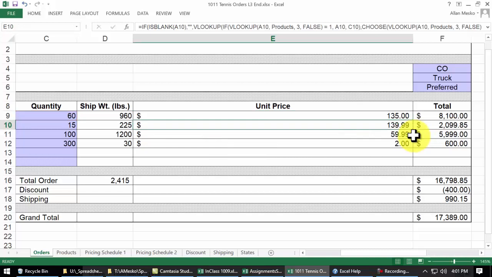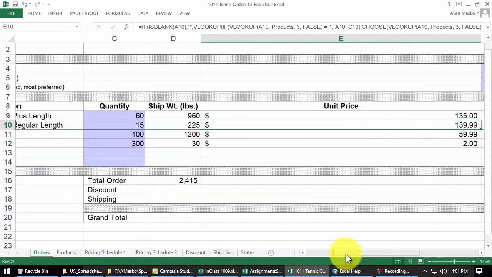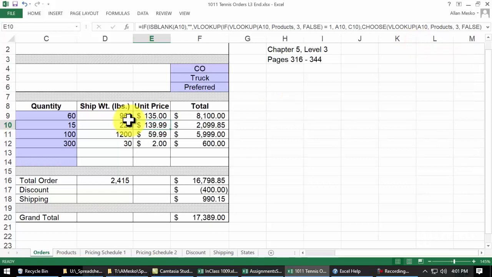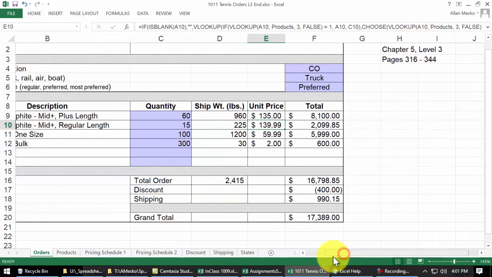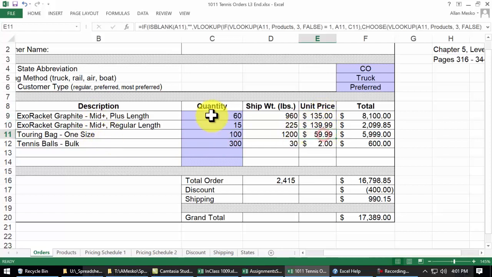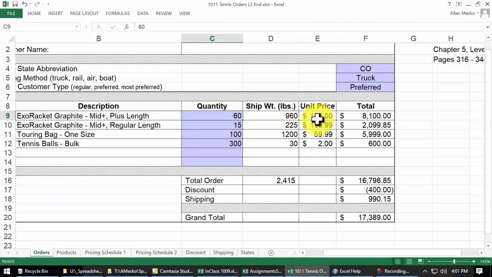All right? So tennis balls should be the only one that are based on quantity. Let's look and verify that. All these things should not matter on quantity, should they? Because they're all fixed pricing. So here's the unit price. If I change this to 600, that unit price should stay the same. Everything else will change, but that unit price stayed the same.